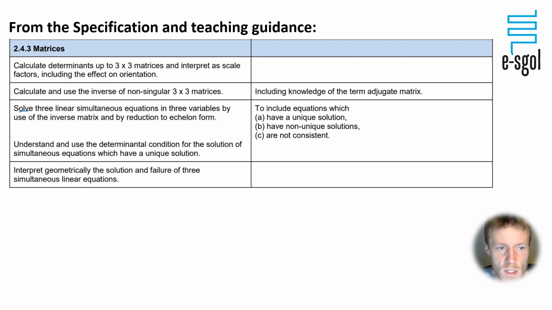For instance, it says we should be able to solve simultaneous equations by use of the inverse matrix and by reduction to echelon form. Just in case they specify you must use this method, we probably need to check both of those. It also talks about calculating determinants and interpreting them as a scale factor, including the effect on orientation. Because that's the first thing in the specification, that's the first thing I'm going to have a look at now.